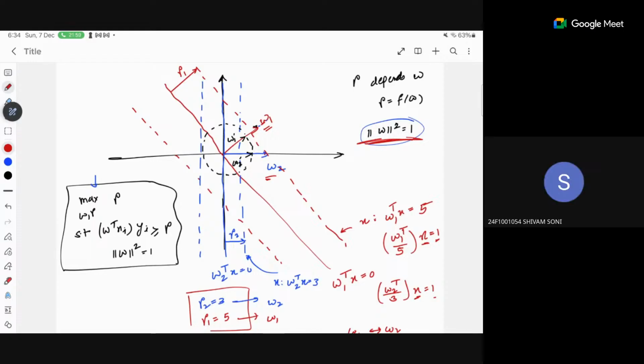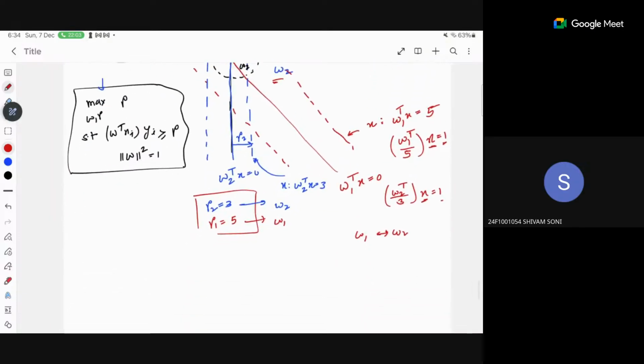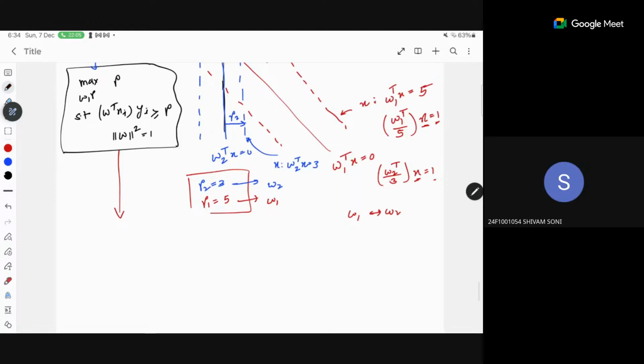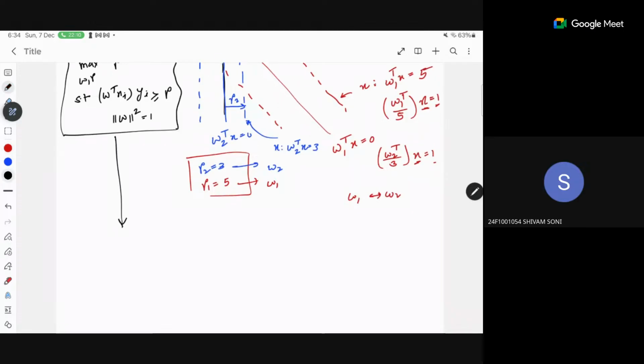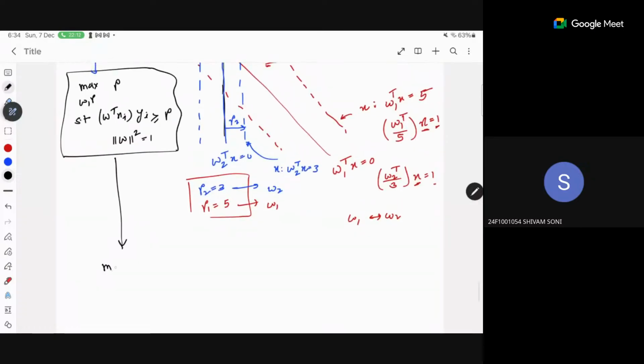Concept? Okay. So now this problem, I have just made it simple by merging these two constraints. And what is that now? Maximize over W and gamma, such that W transpose xi yi is greater than or equal to 1. Now this is the problem I need to solve.